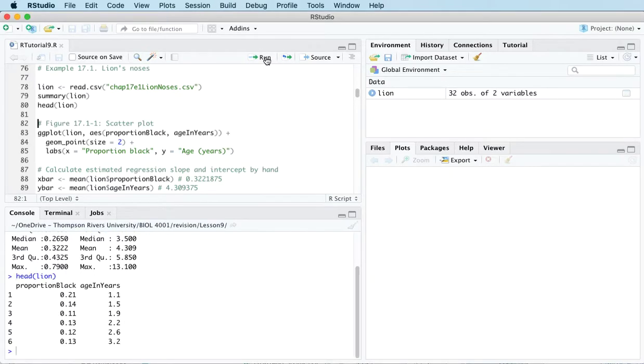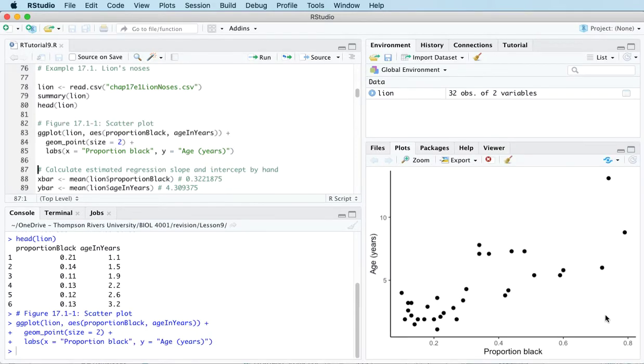So let's look at some data, and let's look at a scatter plot of the data. This is a study of 32 male lions of known age in Tanzania, and the researchers also measured the proportion of black pigmentation on the lions' noses. And the idea is that in the future they might be able to measure the proportion of black pigmentation on a lion's nose and use that to predict or estimate the lion's age. That strategy will be successful if we can build a good model that does successfully relate the proportion of black in a lion's nose to the lion's age.